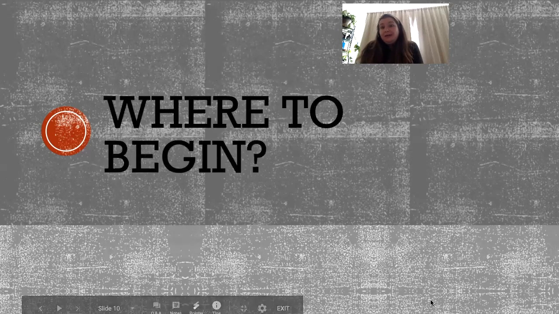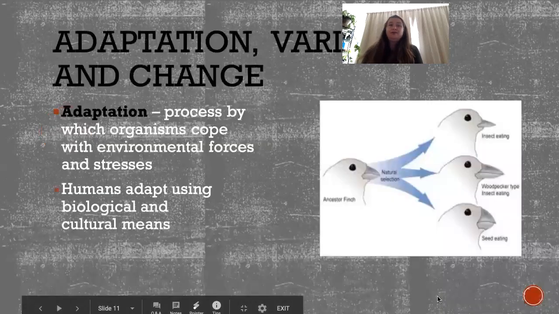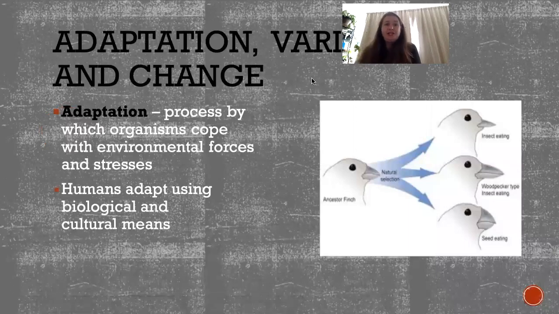All right, so where do we begin with all of this? For anthropology, the best place to begin is going to be evolution. Understanding how adaptation, variation, and change led to lower level primates all the way to Homo sapiens. Adaptation is a process by which organisms cope with various environmental forces and stresses in order to survive. If you don't adapt, your species die out.